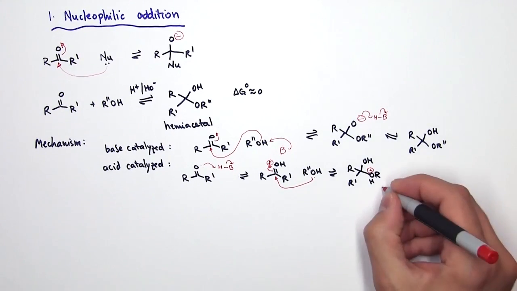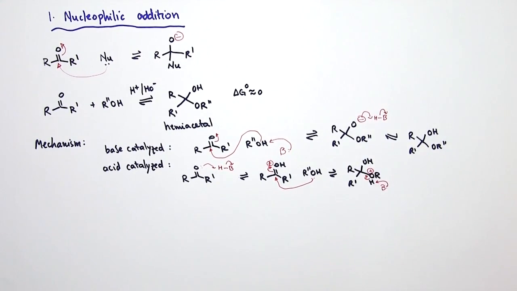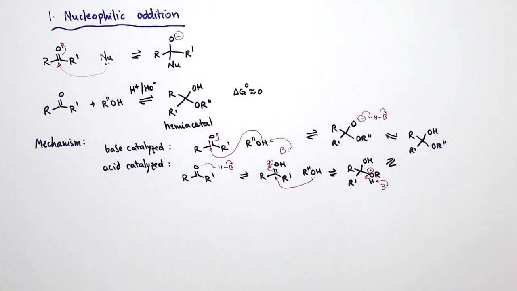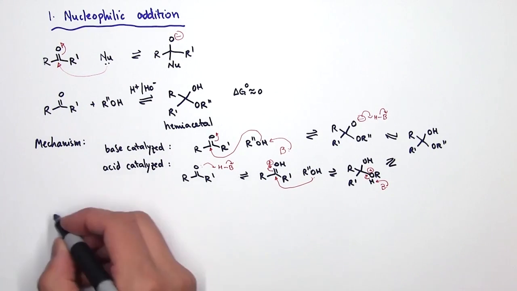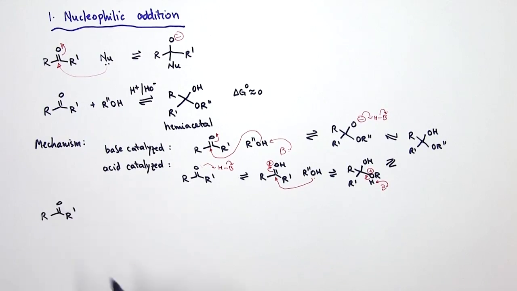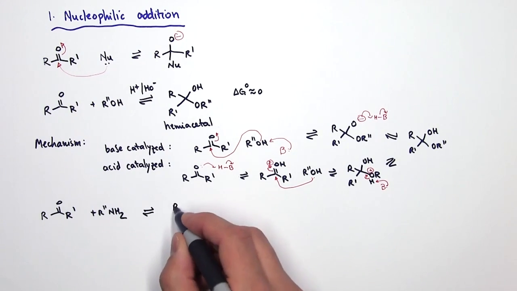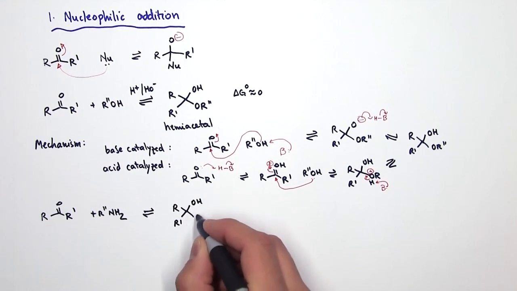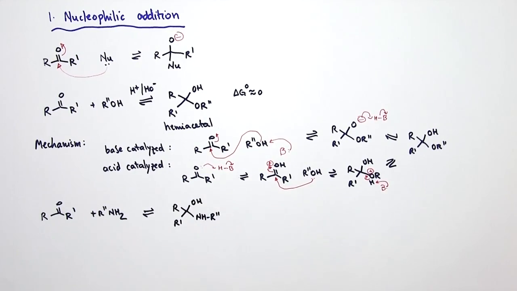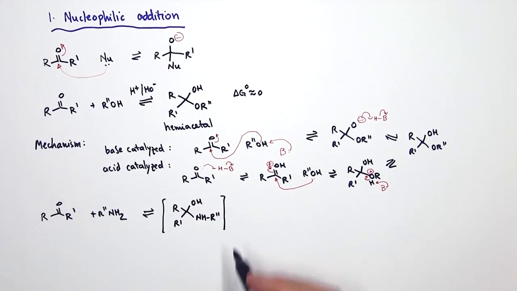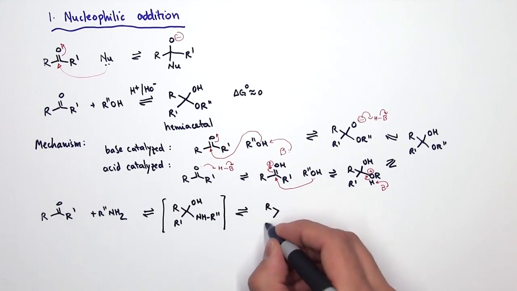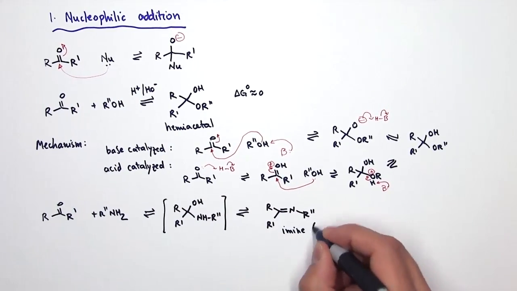This product is just one proton transfer away from our hemiacetal. All right, the second reaction I want to include here is the formation of Schiff bases, which is the reaction of a carbonyl with an amine. Similarly to the hemiacetal formation, this reaction generates first a tetrahedral intermediate, which is, however, unstable and loses water to generate the imine, or the Schiff base.